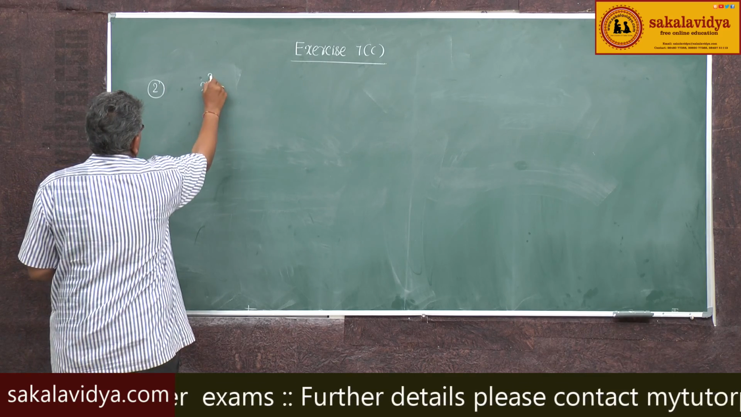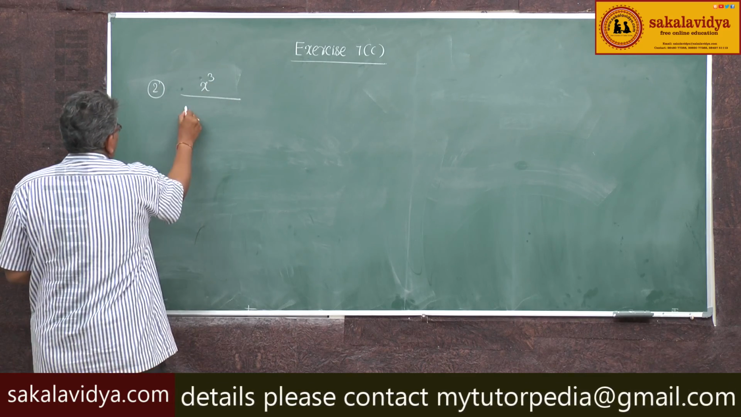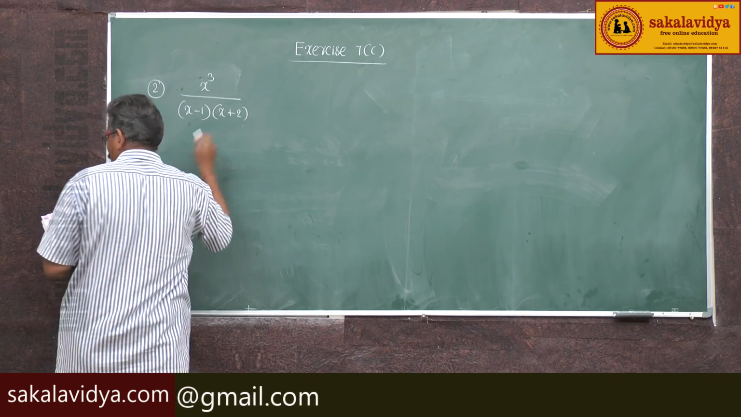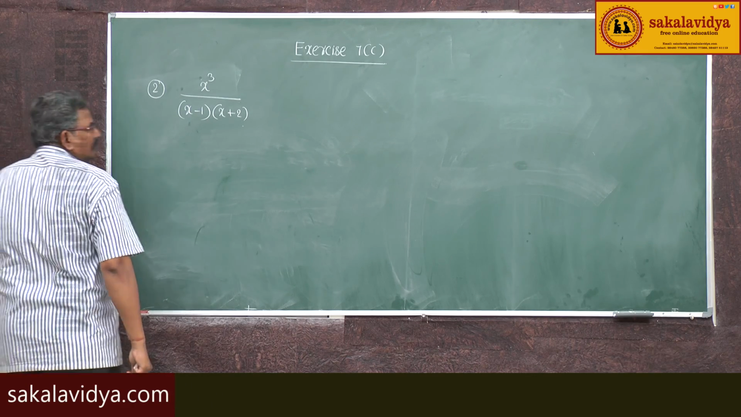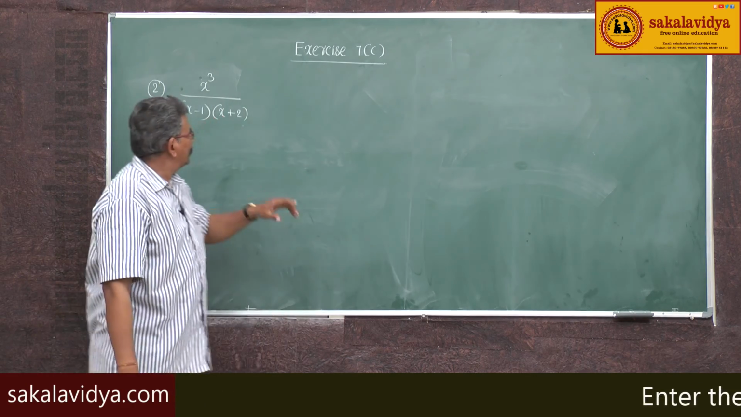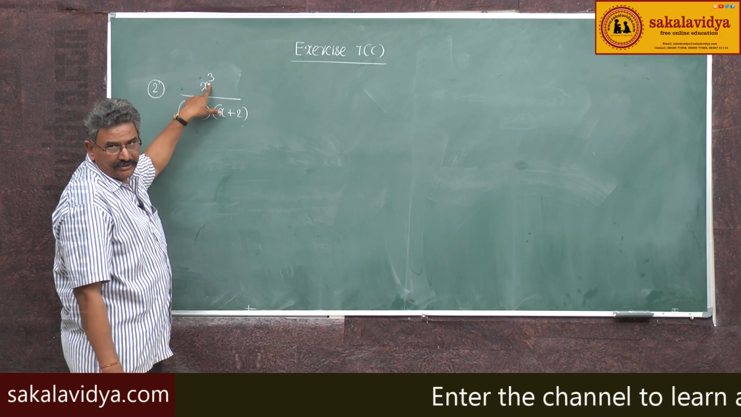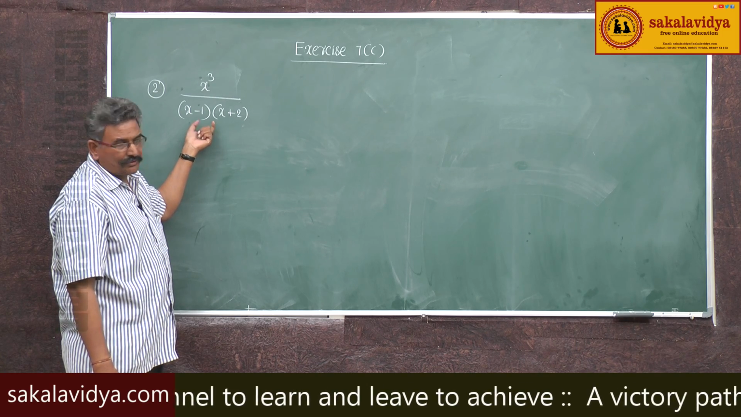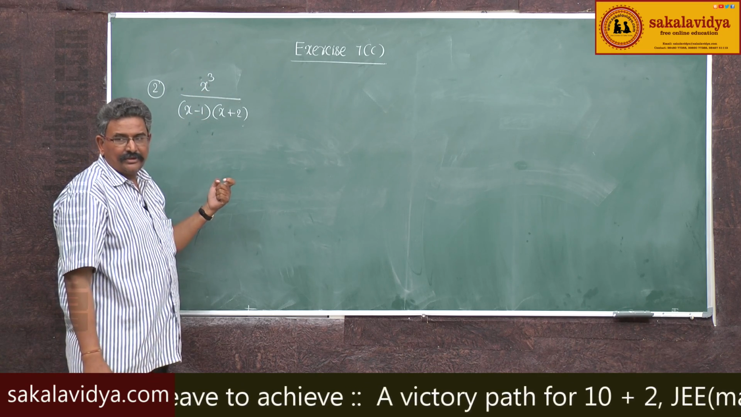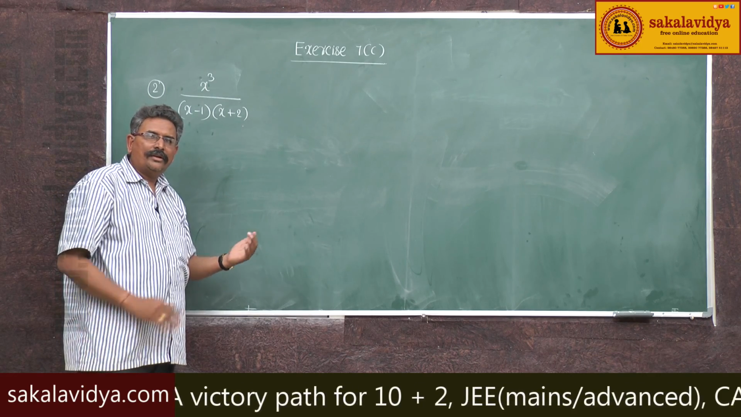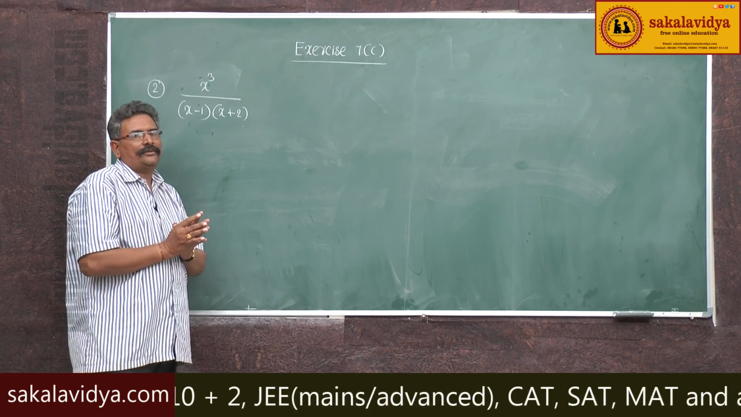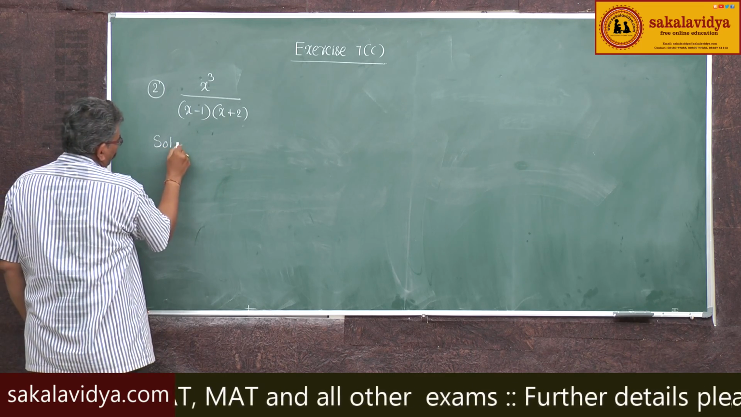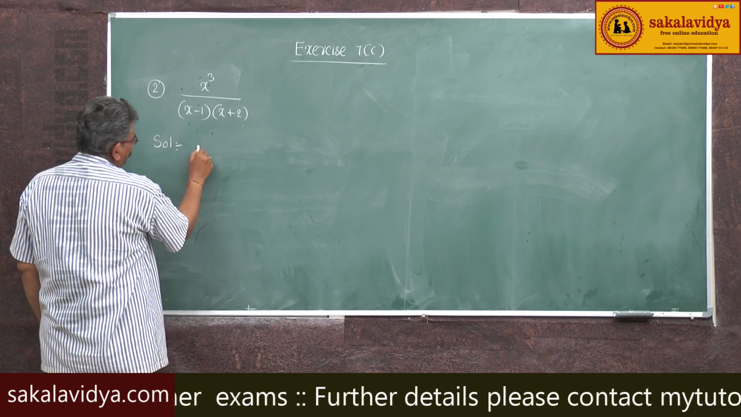Resolve x cube by x minus 1 of x plus 2 into partial fractions. Let us observe the degree of the numerator is 3, whereas the degree of the denominator is 2. So, it is an improper fraction. So, first we have to change it into a proper fraction, then we have to find out the partial fractions. First of all, let us simplify x minus 1 times x plus 2.